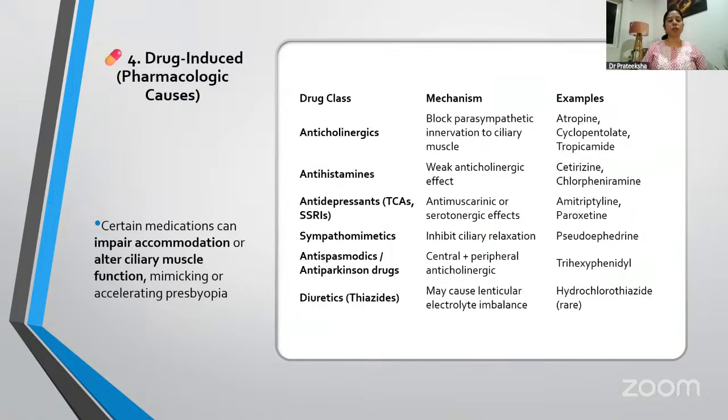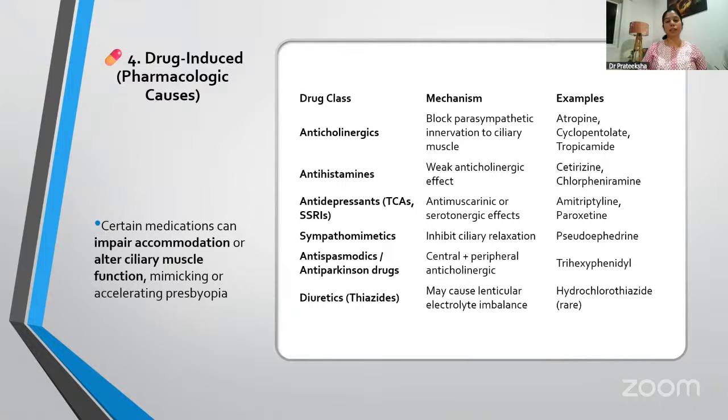Drug-induced pharmacological causes. There are certain medications that can impair accommodation or alter ciliary muscle function, mimicking or accelerating presbyopia. So what are the various drugs? First is anticholinergics, which affect the ciliary muscle. They block the parasympathetic innervation to the ciliary muscle. Examples are atropine, cyclopentolate, tropicamide.